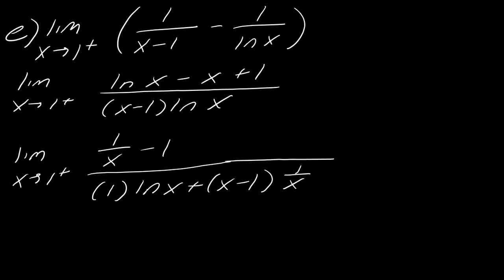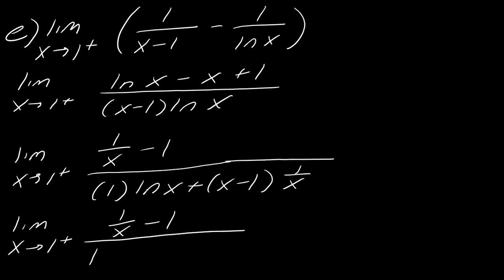Okay, so let's clean some of this up. So I've got the limit now as x approaches 1 from the right of 1 over x minus 1 over the natural log of x plus 1 minus 1 over x. And now let's see if I can just go ahead and evaluate what's going on with the limit here.